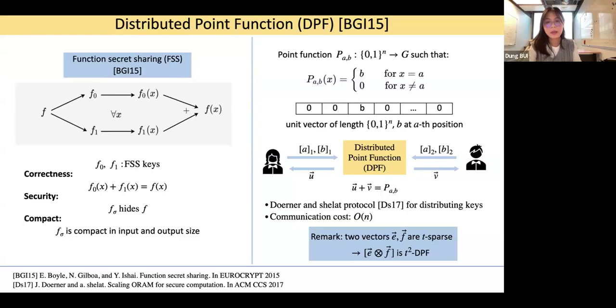To remark, to get the OLE, you need to share the cross product. Now you have two vectors e and f, and both of them are sparse. If you want to get the cross product of the two vectors e and f, where e has t nonzero entries and f also has t nonzero entries, then the cross product gives a vector with up to t squared nonzero entries, corresponding to t squared distributed point functions.